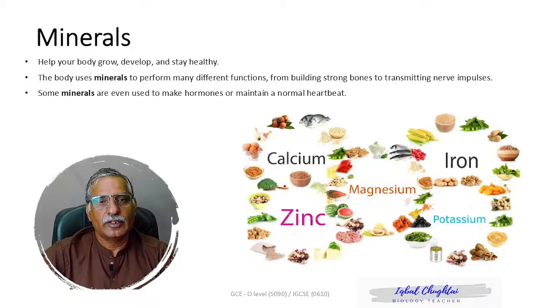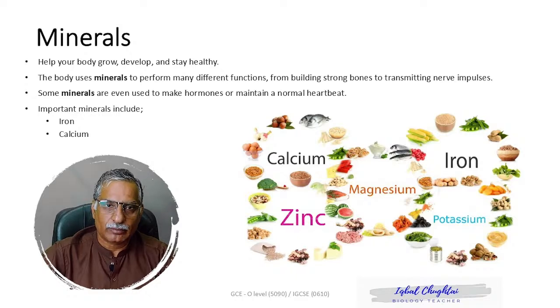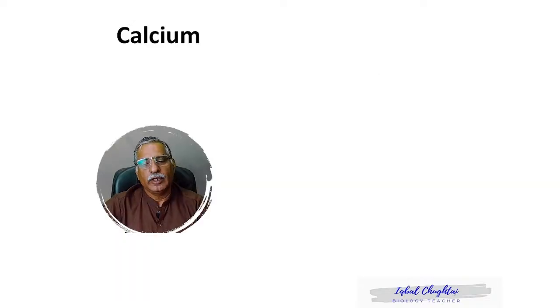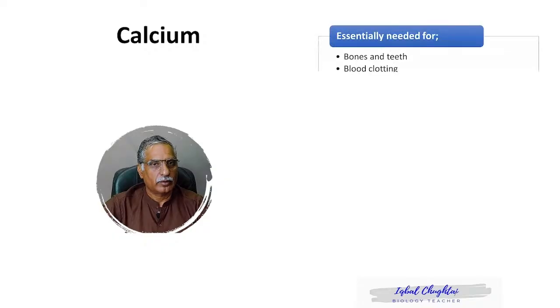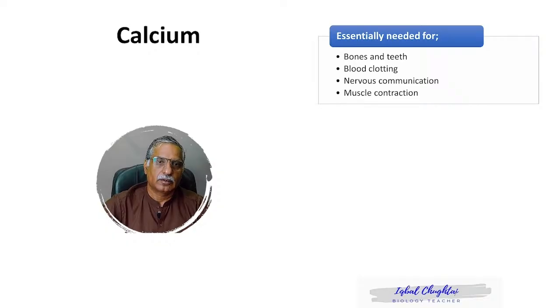Over here, we will be discussing two important minerals. One is iron and the other is calcium. Why do we need calcium? Calcium is very important because our bones and our teeth have calcium phosphate, a calcium salt, a very essential component of our bones.